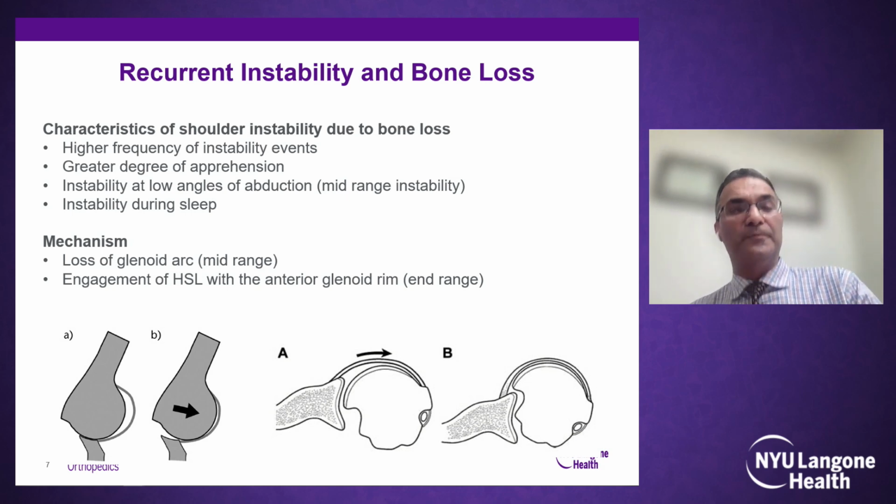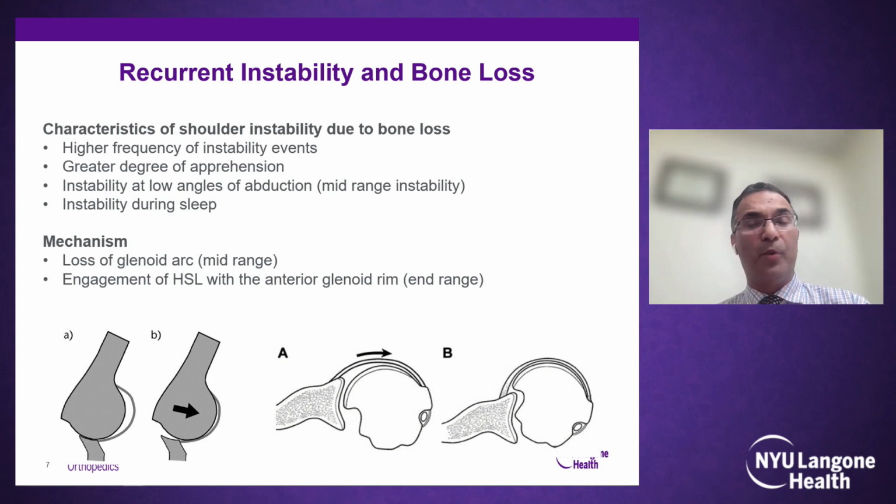When we look at the mechanism, instability with bone loss, especially on the glenoid side, can present with a mid-range instability. If you look at this figure in the bottom panel on the left, it shows you a humeral head on a patient who has 20 to 30% of the glenoid missing. This patient is going to dislocate at 20, 30, 40 degrees of abduction, even without external rotation, with simple tasks like reaching out for something, trying to put the shirt on, and very common activities of daily living.